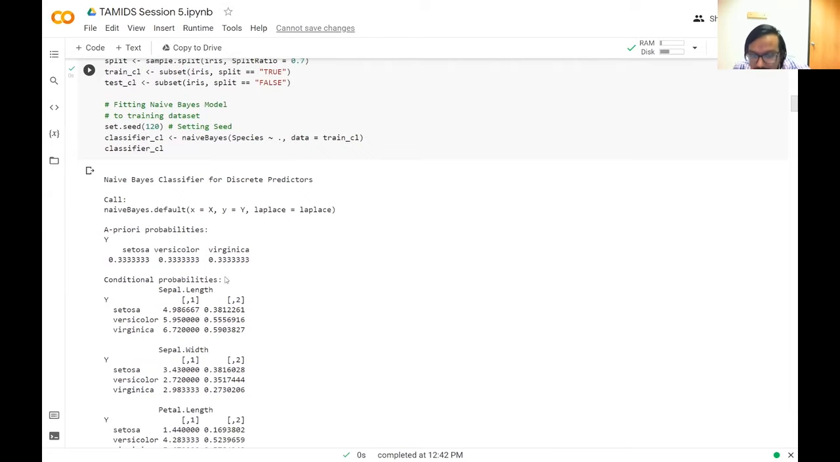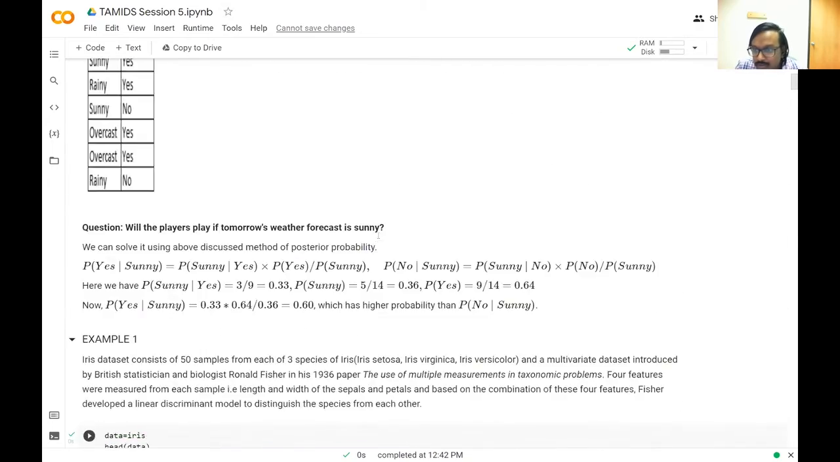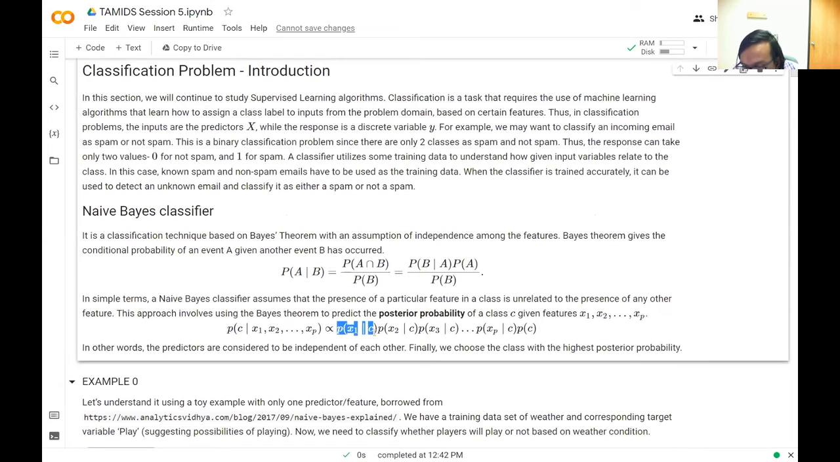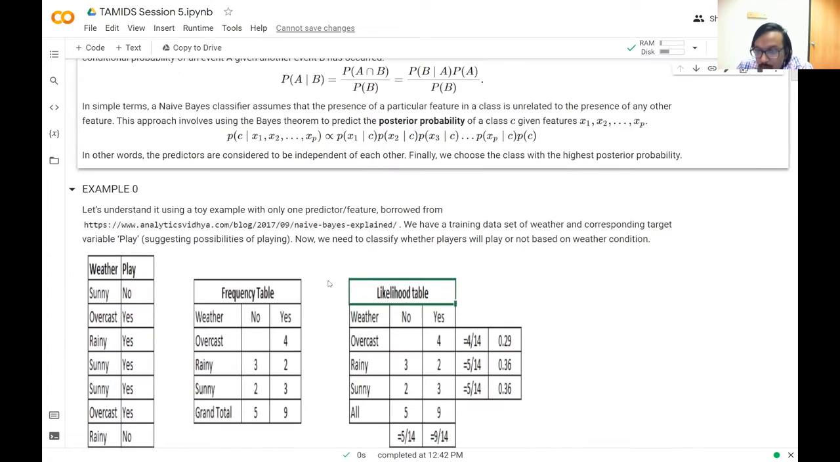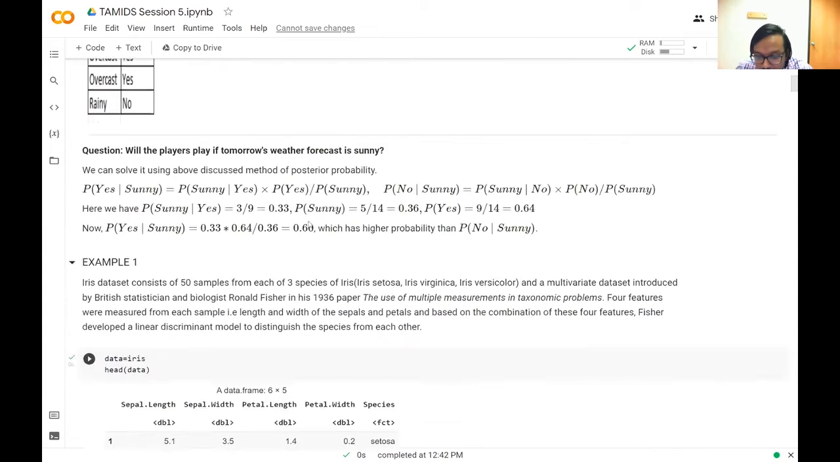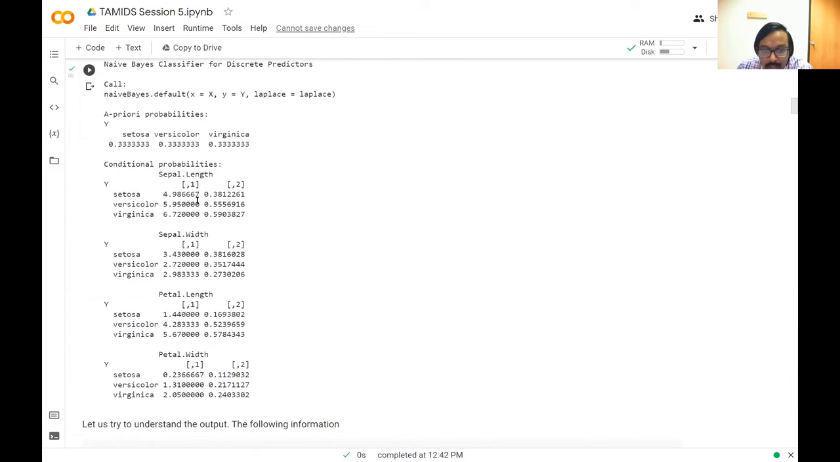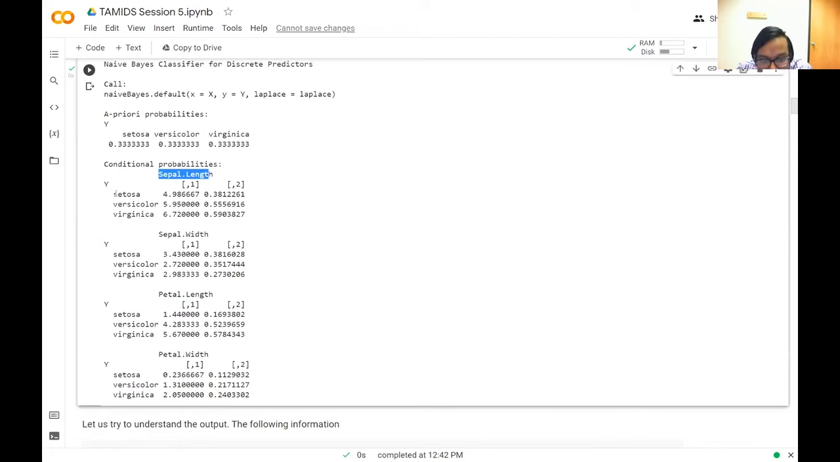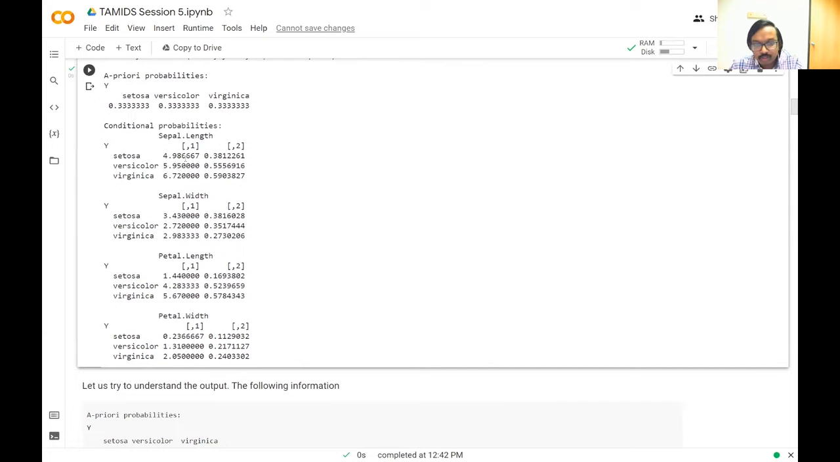Next, R is given the conditional probabilities. These probabilities correspond to these terms: the probability of x1 given C, probability of x2 given C, probability of x3 given C, and so on for each of the classes and each of the features. Suppose x1 is sepal length and C is setosa. The corresponding conditional probability, if we go to the output, is the sepal length and setosa. And this is the posterior mean and the standard deviation of sepal length given setosa. So we have these posterior means of the values of the predictors given the classes here.